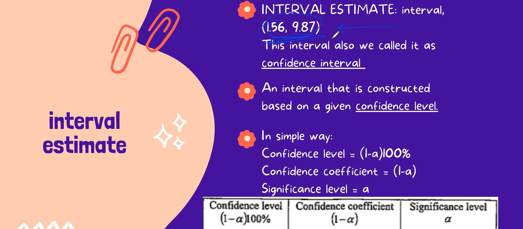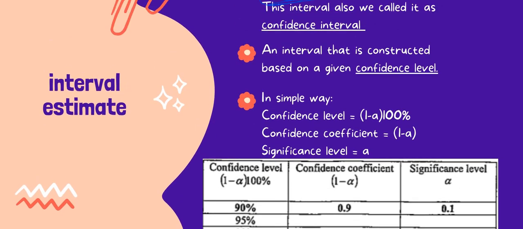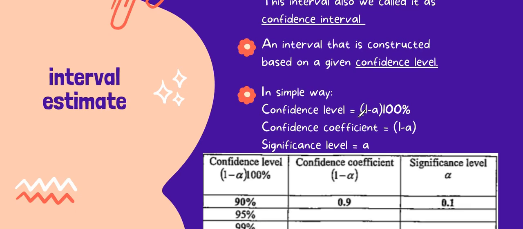Okay, what does confidence interval mean, and what is the confidence level? These two things are different. In a simple way, the confidence level is represented in percentage. Once you get the question and you get a percentage, for example 90%, 99%, 97%, that will be your confidence level.